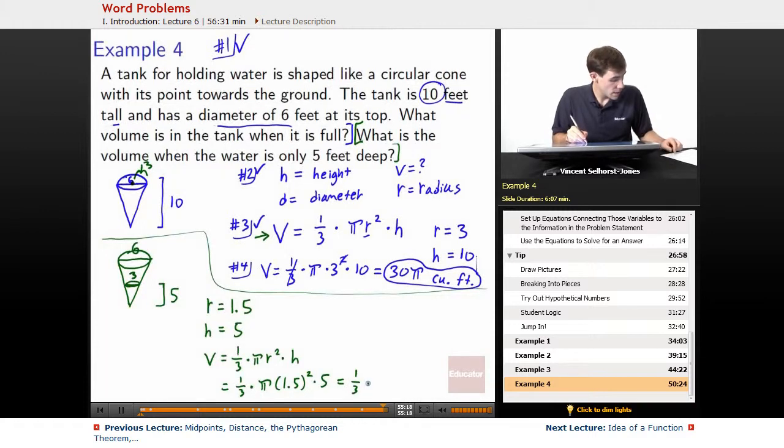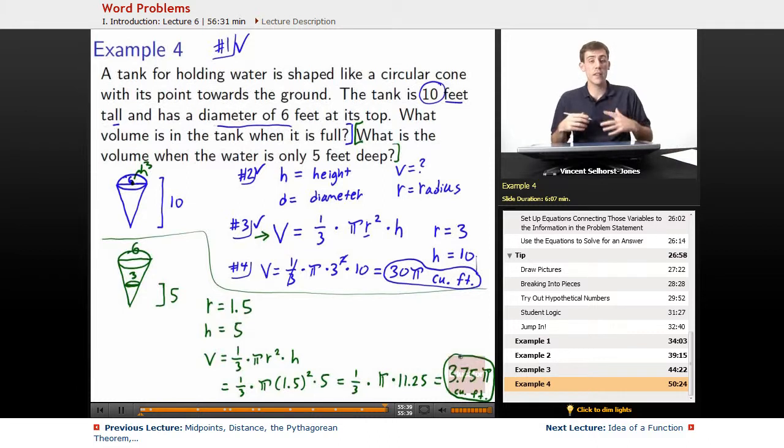1/3 times pi times 11.25 simplifies to 3.75 pi, and it's in cubic feet. And there is our answer.